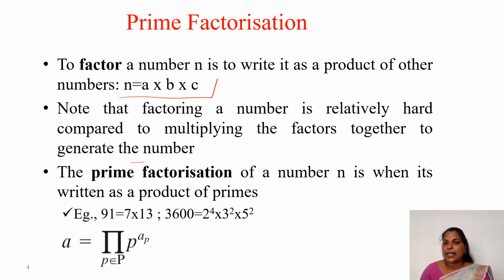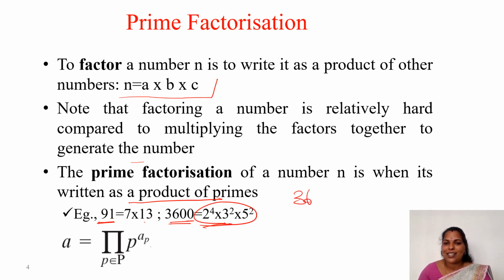The prime factorization of a number n is when it is written as a product of primes. Here 91 is not a prime number, but we can write it as a product of primes, that is 7 into 13. Likewise, here you see 3600, it is an even number, so definitely we know it is not a prime number, but we can write it as a product of prime numbers. So how do we get this?